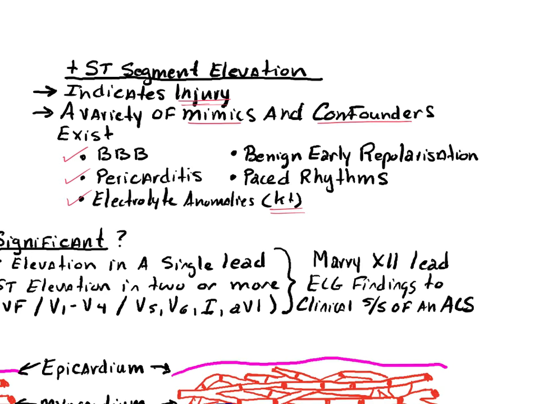A relatively common condition known as benign early repolarization. This tends to be more present in younger people. People less than 50 years old tend to have a lot of this. We'll talk about this, not today, since it can mimic a STEMI. And then paced rhythms are a big confounder as well.